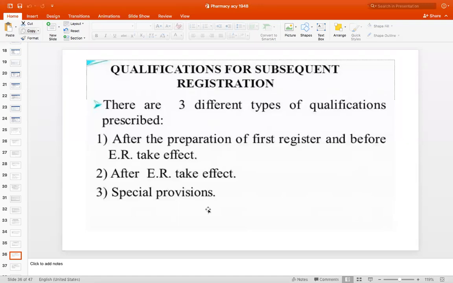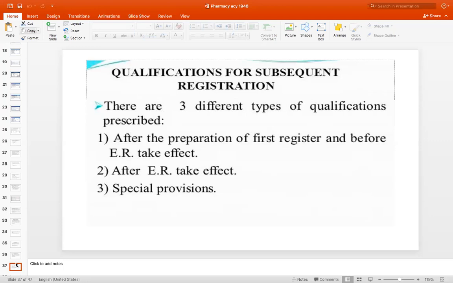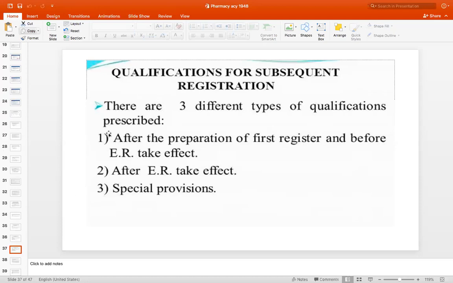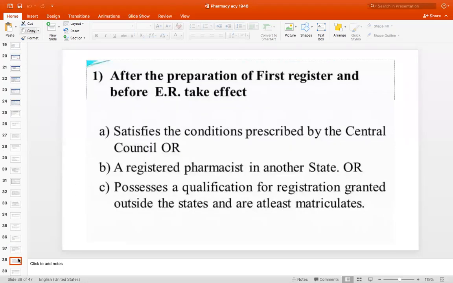I have told you education regulation is not fully formed yet. Before that, after the first register, if the person is in between, there are no regulations, but the first register is there to have the education regulation for them, or after education regulations are made. This is one, or with the special provision. So after the preparation of the first register and before ER takes place, this was the first which I showed you. This one, the first one. So we'll see what it is.